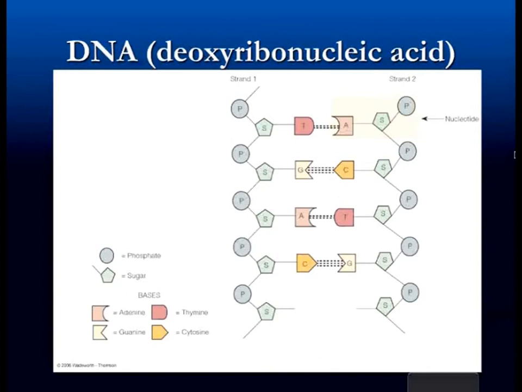G-E-N-O-M-E. And that's the entire blueprint for making you. People talk about the human genome, too, meaning what instructions are necessary to build a human. That's a general idea, though, because there is no "a human." There's only specific people. So when they sequence the human genome, they use the genetic material from a number of individuals, and they put it all together and said, this is the human genome.